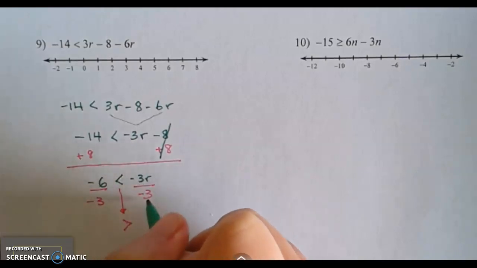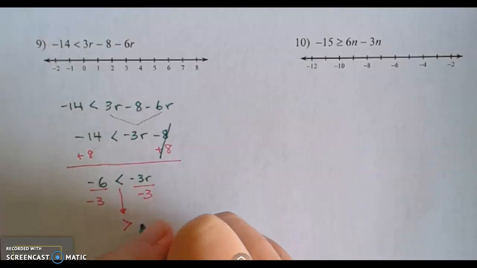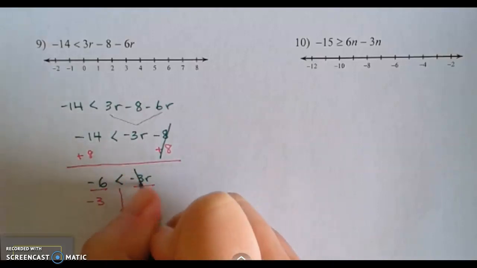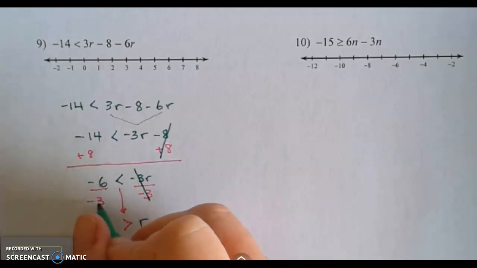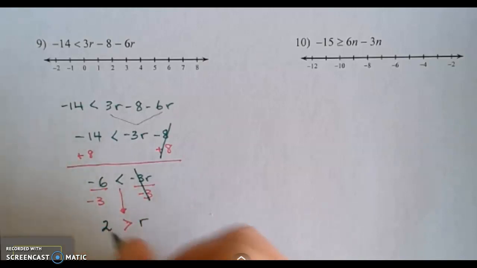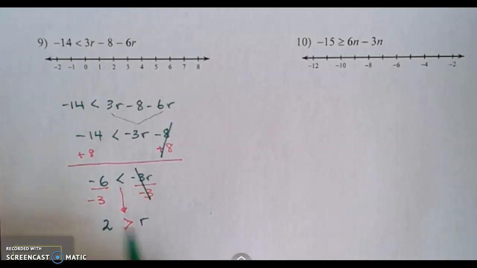Negative 3r divided by negative 3 is going to leave me with just r, because that's going to form my giant 1. Negative 6 divided by negative 3 is going to be positive 2. Okay, now we have 2 is greater than r.